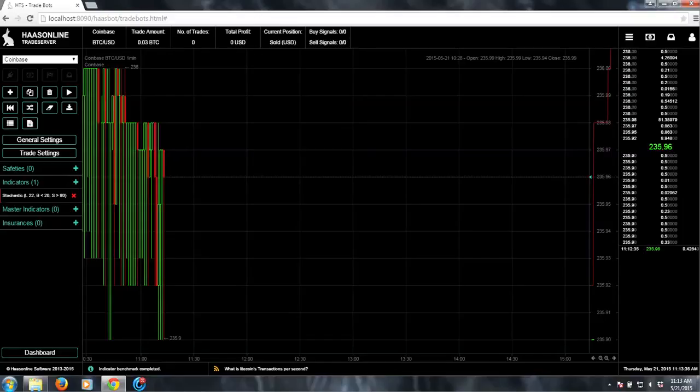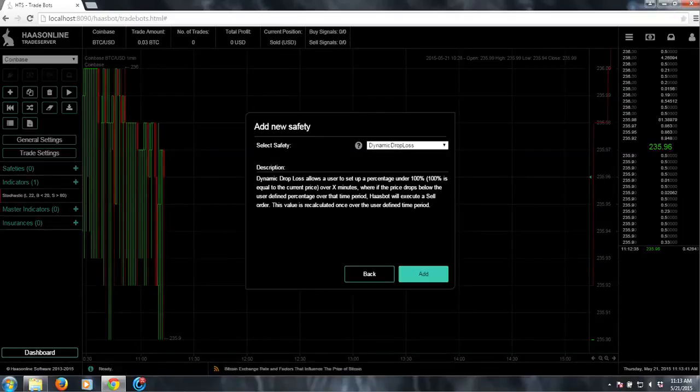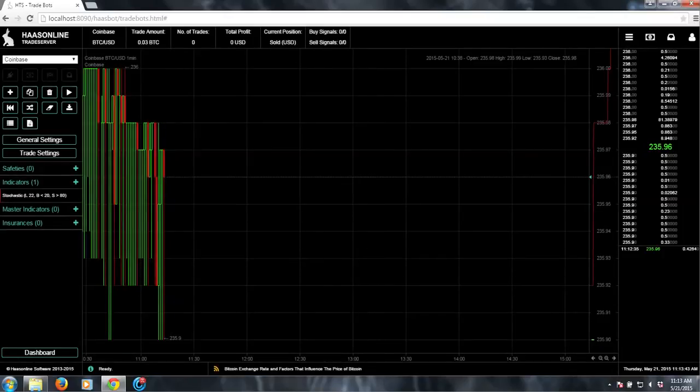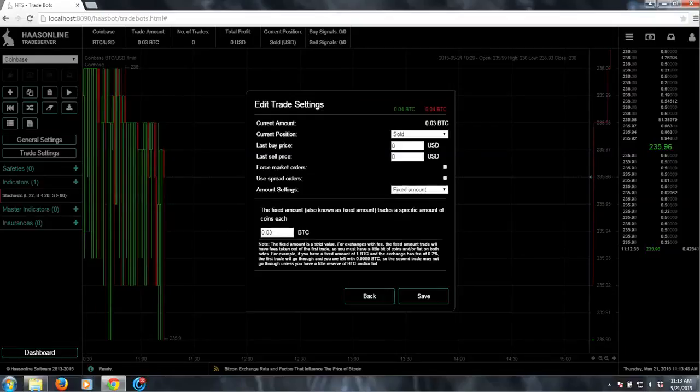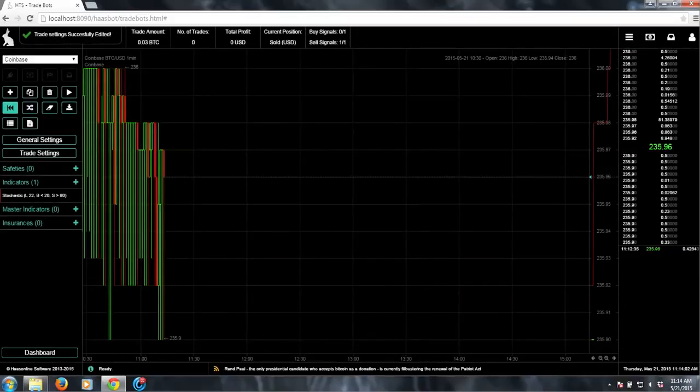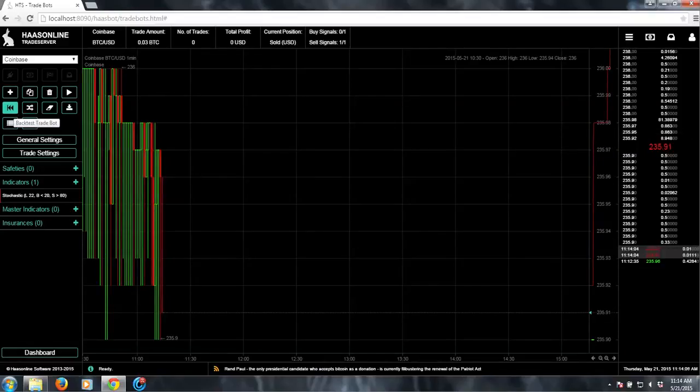Say we have our bot that's already set up, and we're going to backtest. I already set it up so it's in the sold position, meaning I have US dollars for a fixed amount of 0.03 Bitcoin. So we're happy with this, and we're going to go and backtest. We're going to click on the rewind button within the trade bot. This is how we backtest the overall trade bot itself.